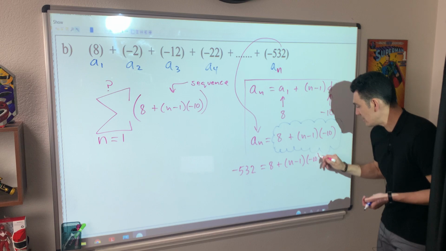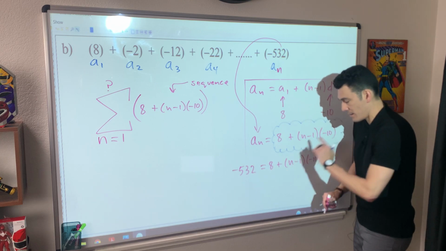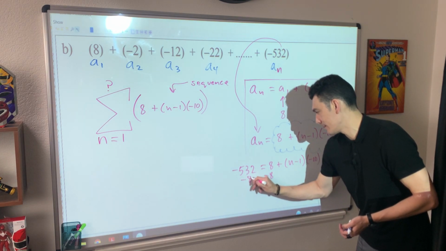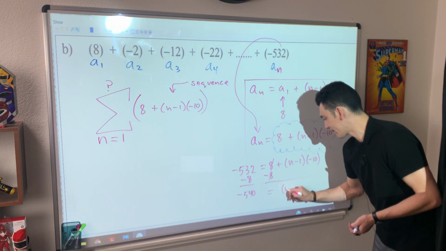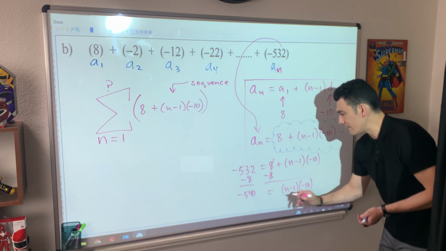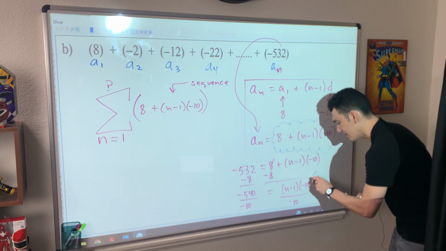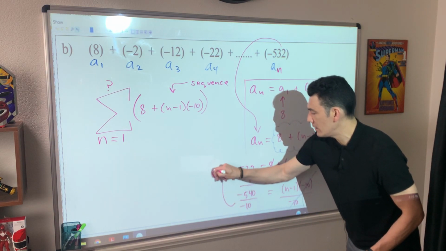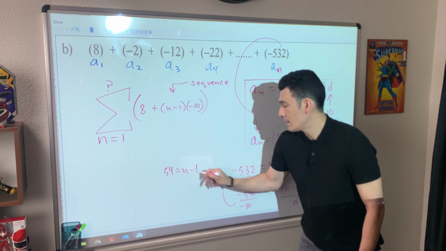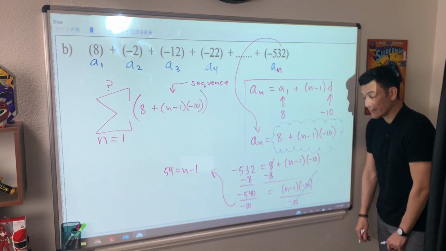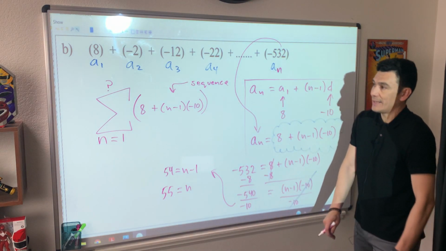We have this equation here. Now let's run through this equation and solve for n. So let's subtract 8. These are gone. That's negative 540. And then you guys can divide by negative 10 because these are gone. So that's positive 54. And then you guys can add 1 to both sides of the equation to discover that n is 55.